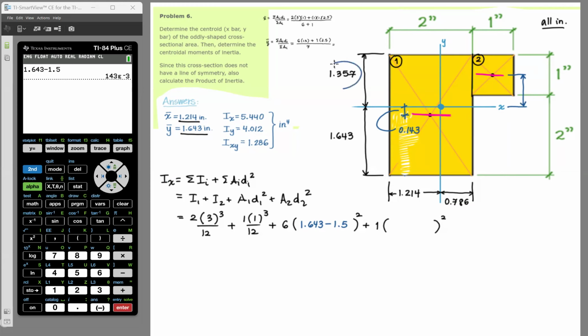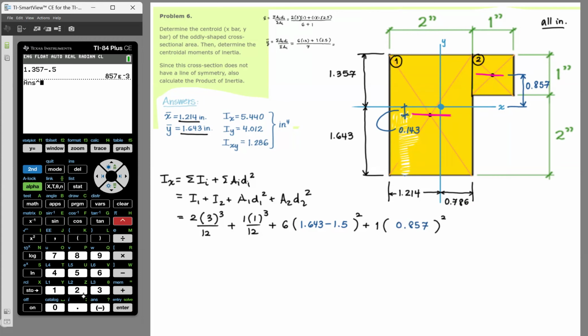I'm going to take 1.357, 1.357, and I'm going to subtract out half of 1.5 equals, and so I know this distance is 0.857. 0.857. Okay, ready to do my calculator operation.